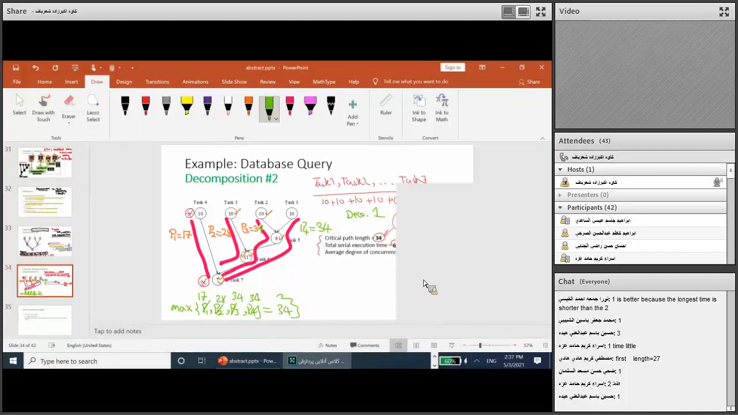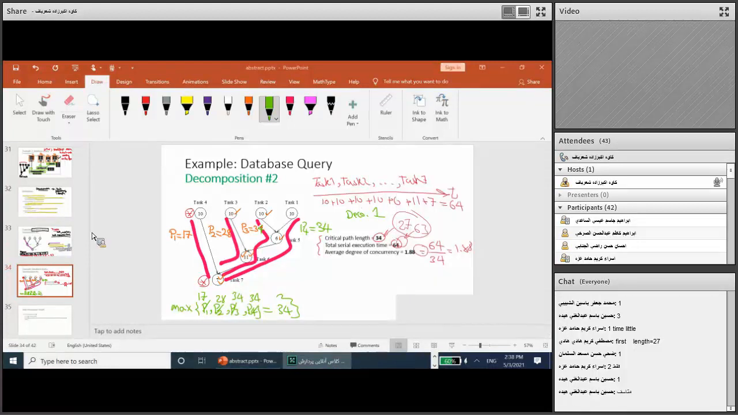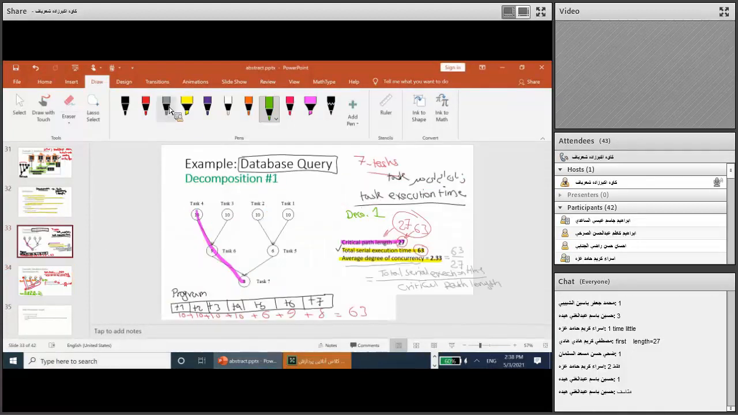Okay, the first decomposition is better. Why? Please pay attention.